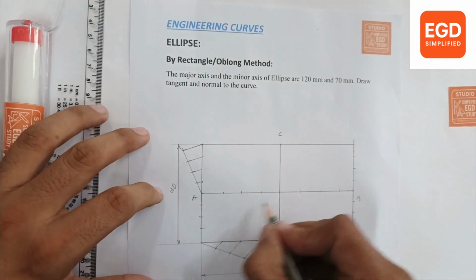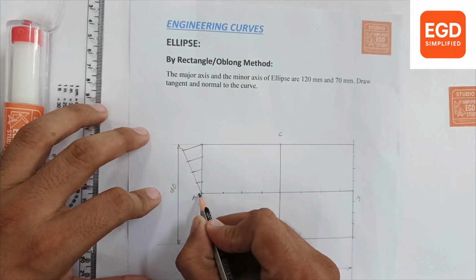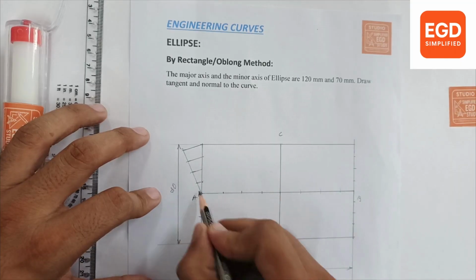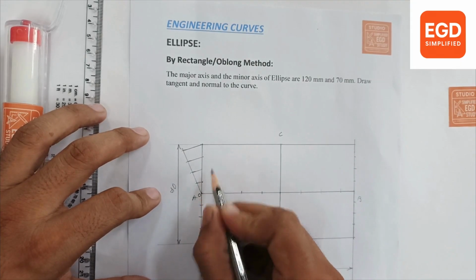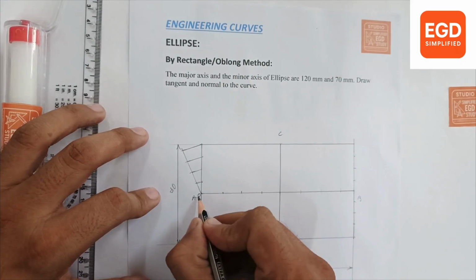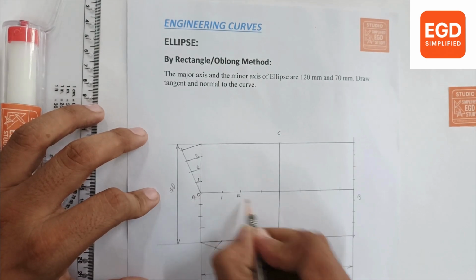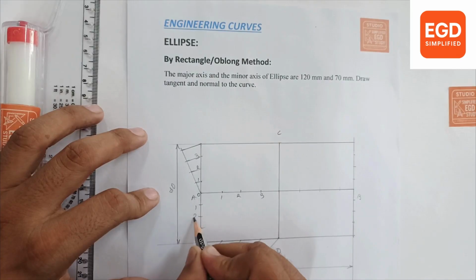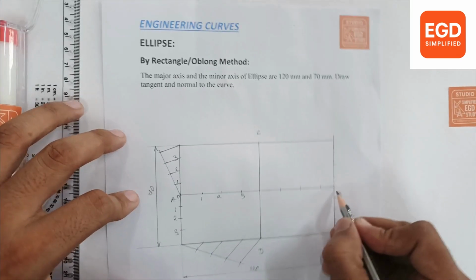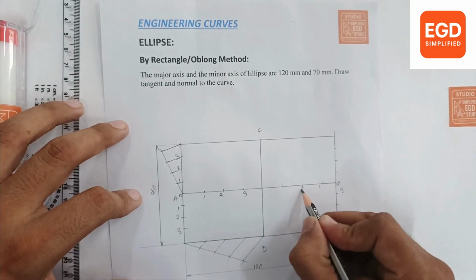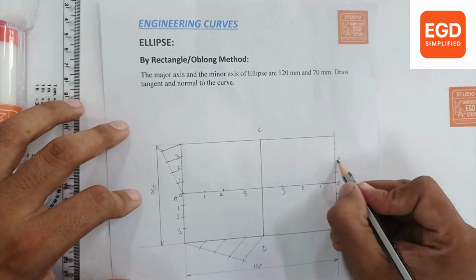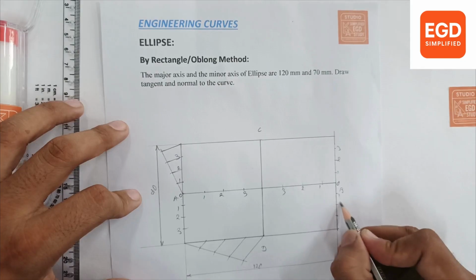And now give the numbering. Just take care, here the A point is the same point for all these 3 dimensions. So give numbering 0, 1, 2, 3, 0, 1, 2, 3, 0, 1, 2, 3. Similarly on this side, 0, 1, 2, 3, 0, 1, 2, 3, 0, 1, 2, 3.